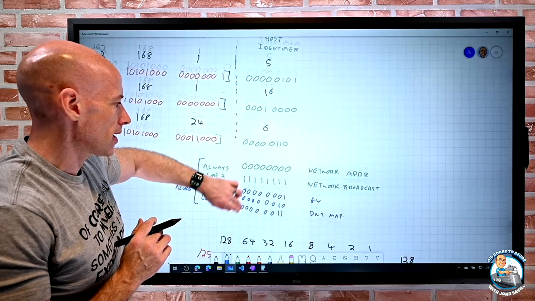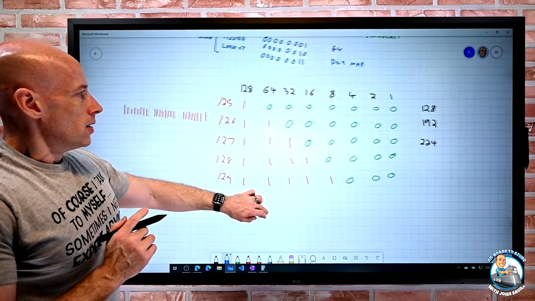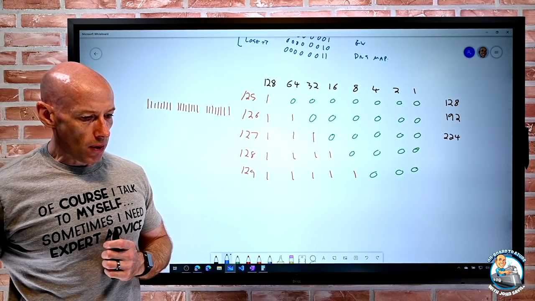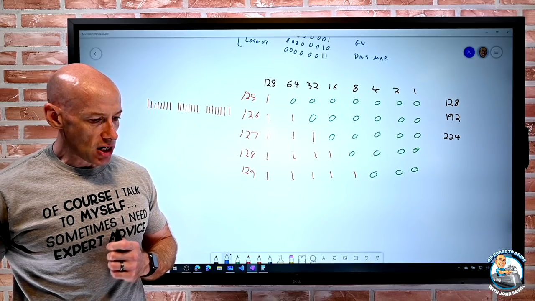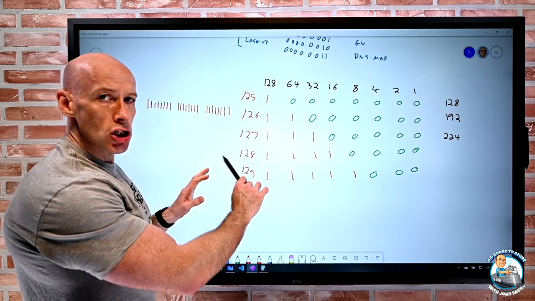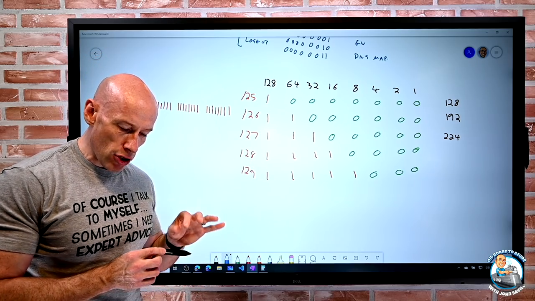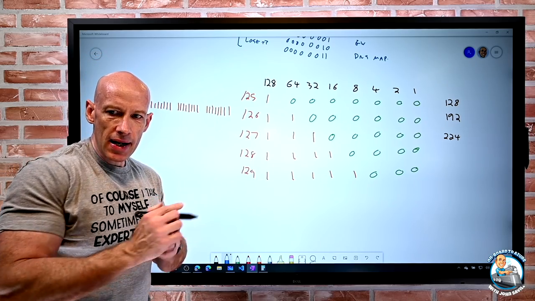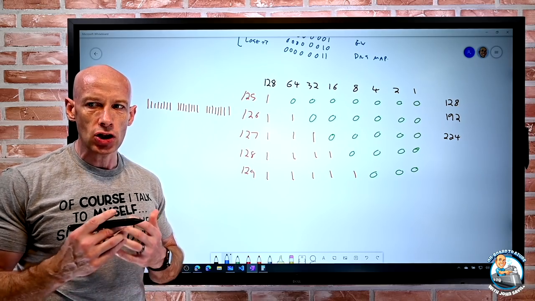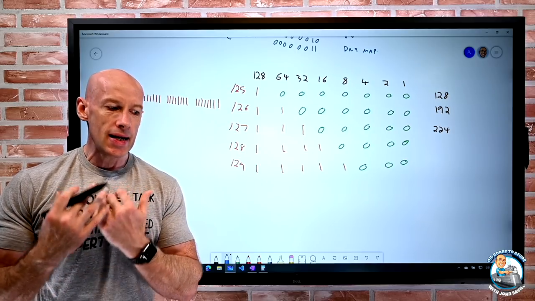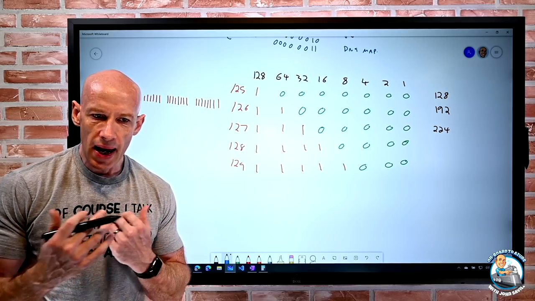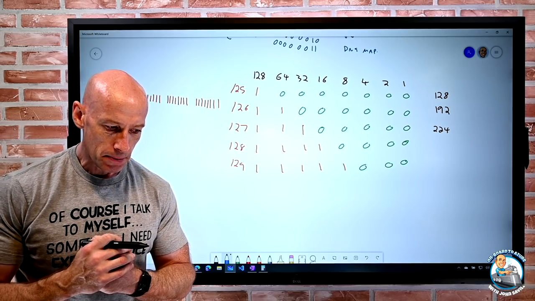So I just want to make sure I covered that. But now we can see that I can use a different number of bits for this. I can change those bits that I'm leveraging depending on how many addresses I actually need. So that's what I would do. I would say, how many bits do I need for whatever my workload is?